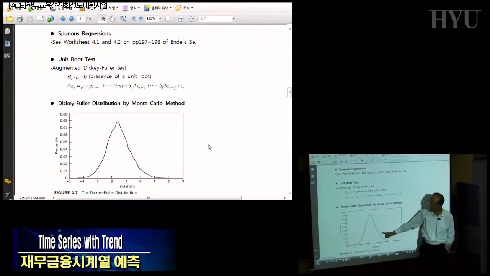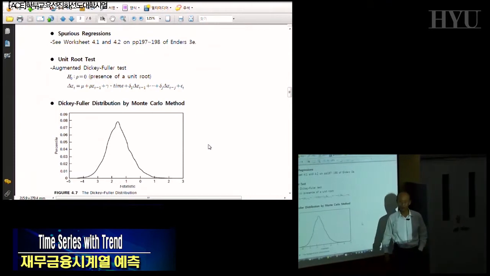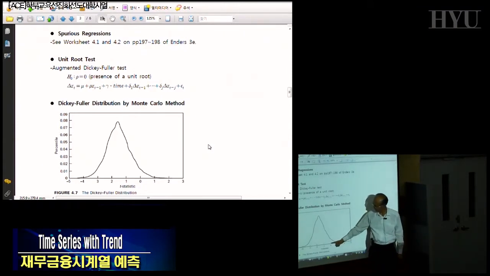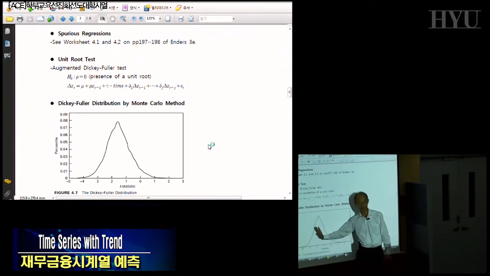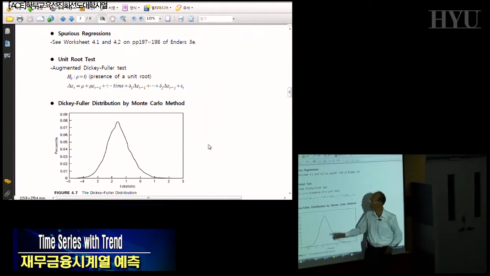Instead, it is something that looks more like this one. What is the main feature of this one? The standard t distribution is centered around 0, bell-shaped, and symmetric. But if you look at this one, 0 is right here. Most of the mass of this distribution is to the left of the origin, right? It's very different.